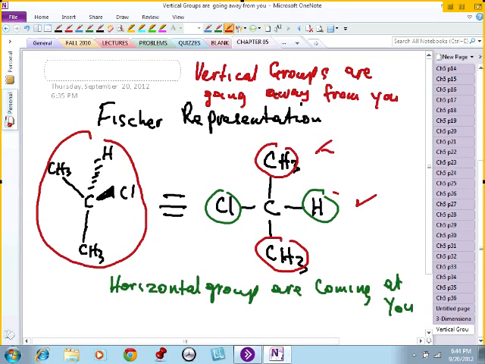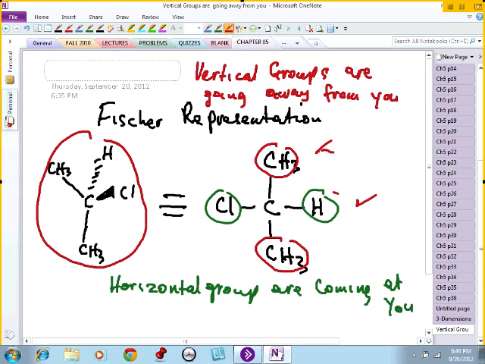Take a look at these two molecules here. Let me write. Take a look at these two molecules. What do they represent to you? They are mirror images, right? Everybody agree? They are mirror images, right?